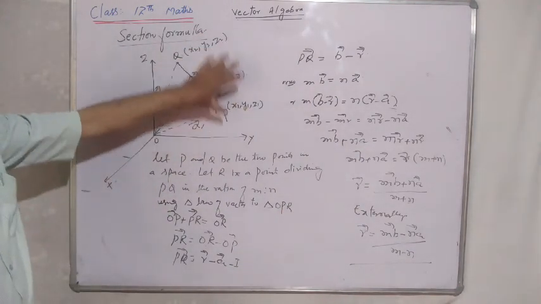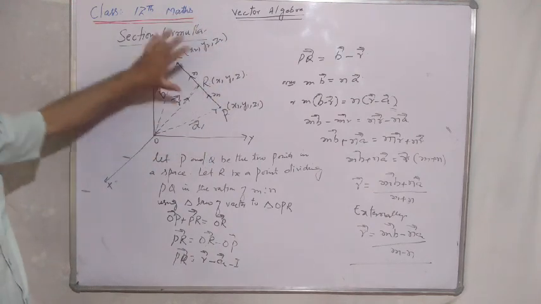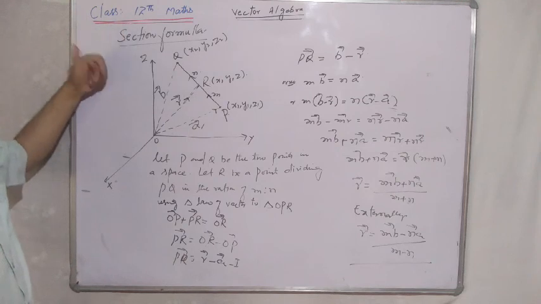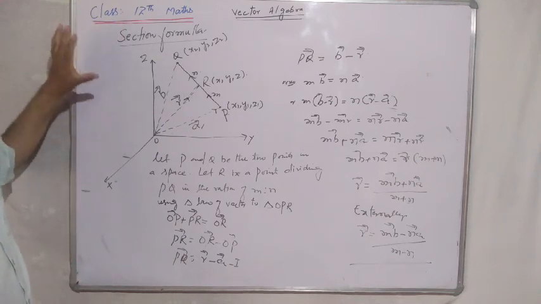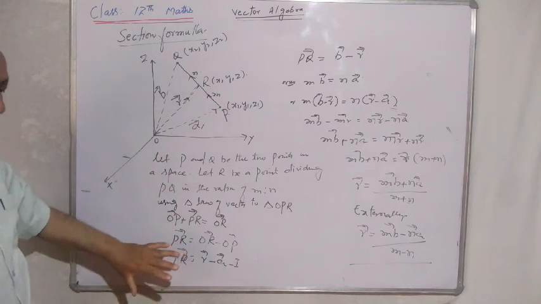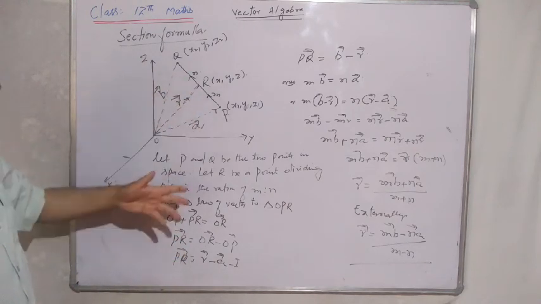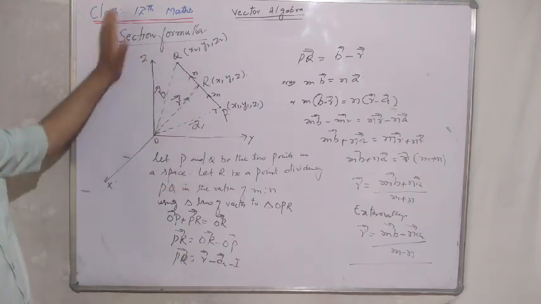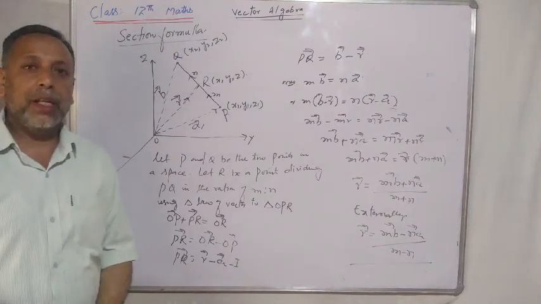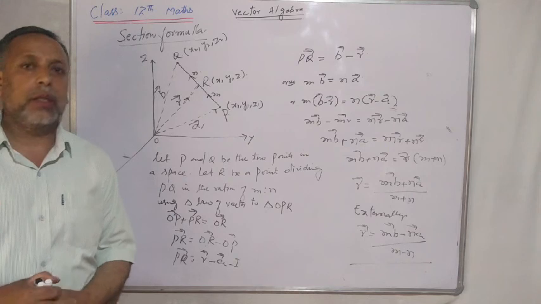So इस सेशन में हमने multiplication of vector by scalar, components of a vector, vector joining 2 points, and section formula discuss किया. In the next session, we will discuss exercise 10.2 of vector algebra. Till then, goodbye. Have a nice day.